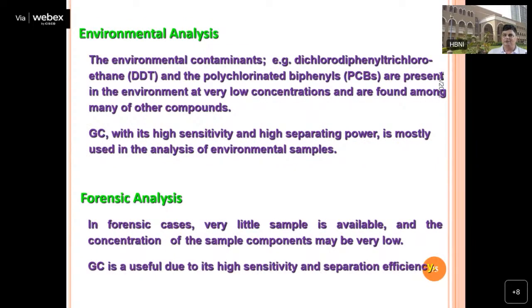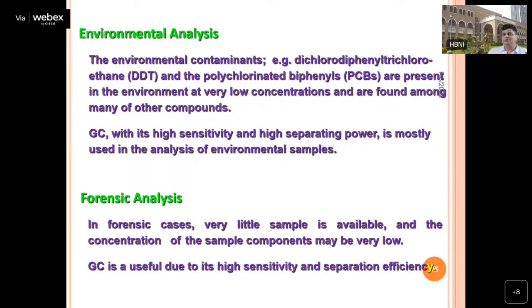Then environmental contaminants like DDT or PCB, which is nothing but polychlorinated biphenyls. Whether they are present in the environment, even in very small concentrations they are very hazardous, so one has to be very careful. This can be done using GC. High sensitivity and high separation power are the major advantages while doing environmental sample analysis. Forensic samples can also be analyzed using GC.